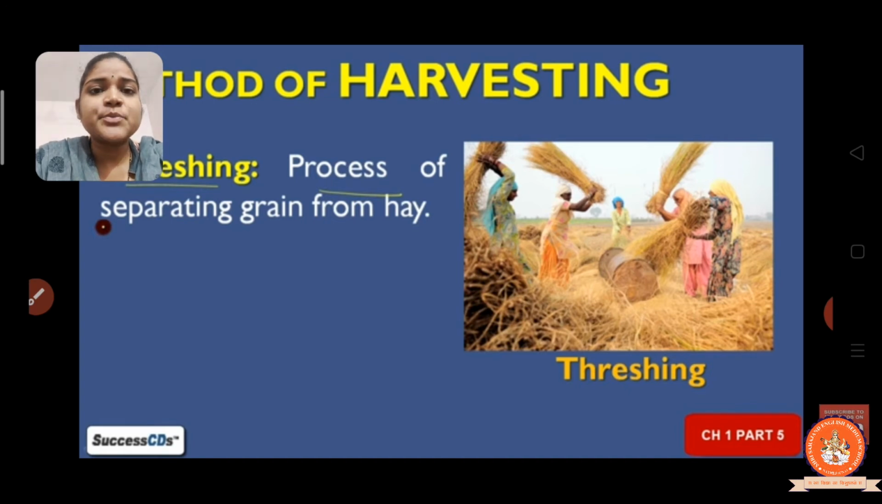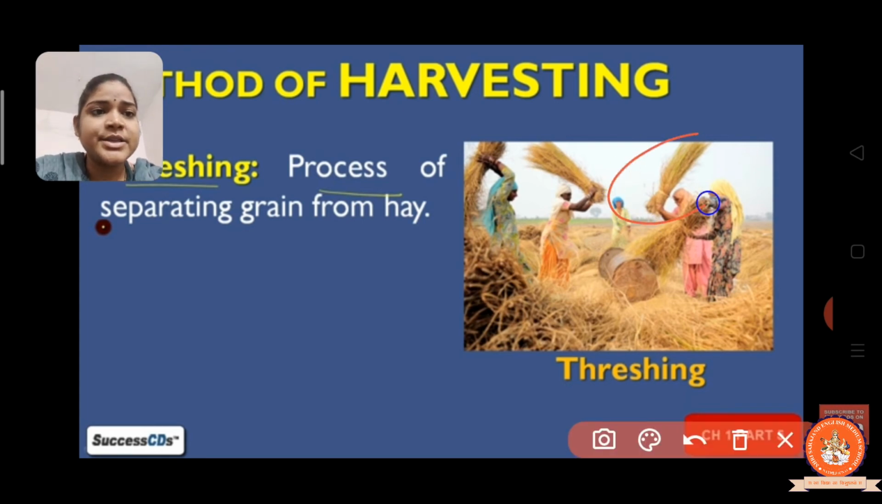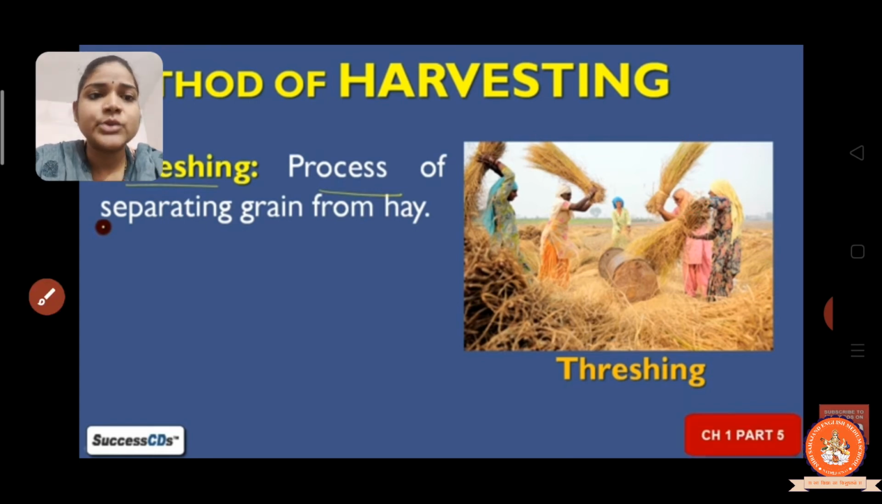Threshing is the process of separating grain from the hay. So what is hay? It is the bunch, it is called hay. In this figure you can see that they are trying to separate the grain from the hay. It is threshing.